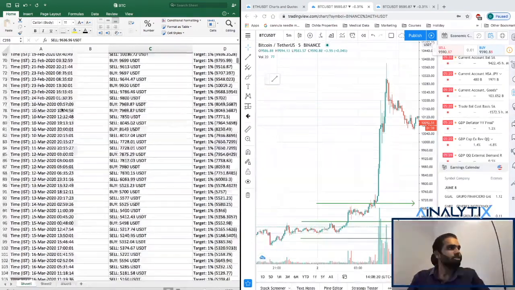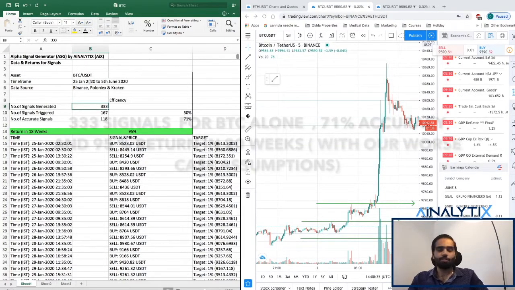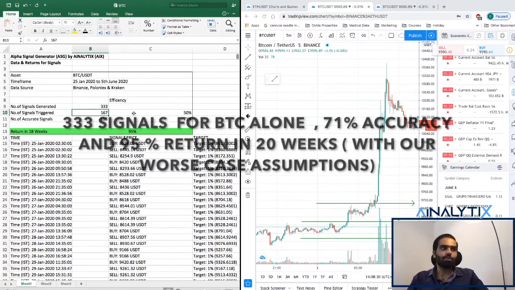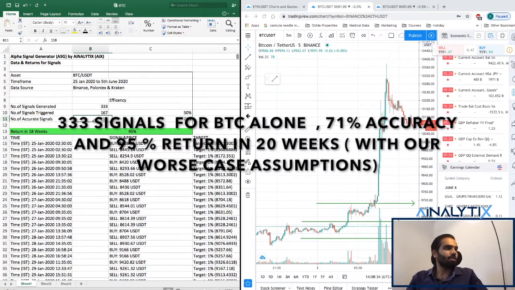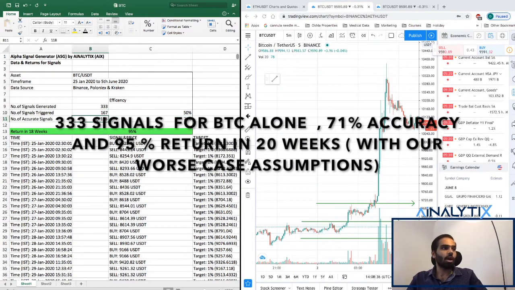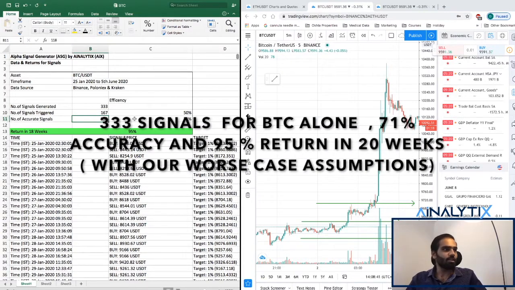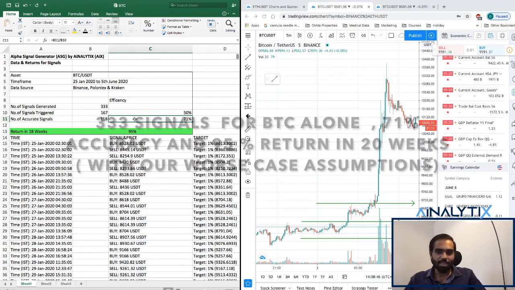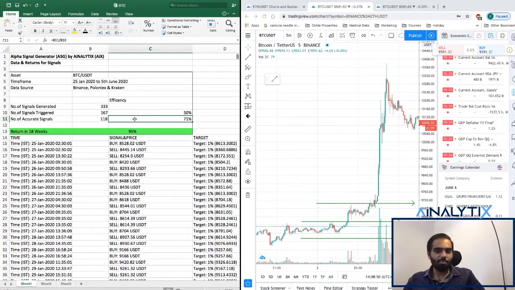So as you can see our performance, we've generated about 333 signals since 25th of January till 5th of June, and out of those, 167 signals have been triggered. That's a 50% accuracy of the signals being triggered, and we received accuracy of about 118 signals. So out of 167, 118, that's pretty significant. That's about 71% accuracy. So 71% accuracy means every third signal we get is going to be inaccurate, but that's pretty decent because our stop losses are quite steep.